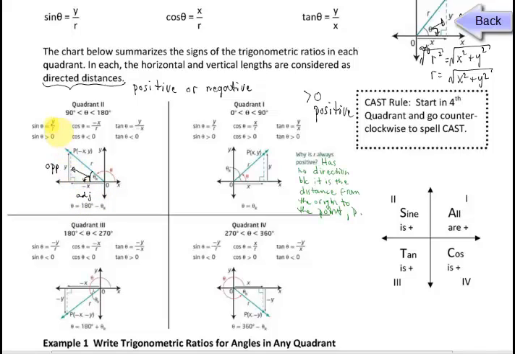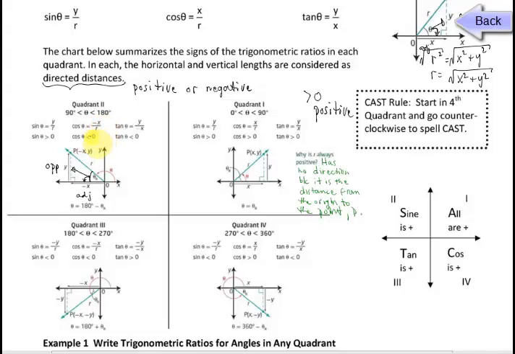So sine of theta is opposite over hypotenuse, so y over r. Cos of theta is adjacent over the hypotenuse. So in this case, notice your x is negative, so negative x over r. And tangent of theta is opposite over adjacent, so y over negative x. So take a look. Your sine theta is positive, so greater than 0. Your cos of theta is negative, right?